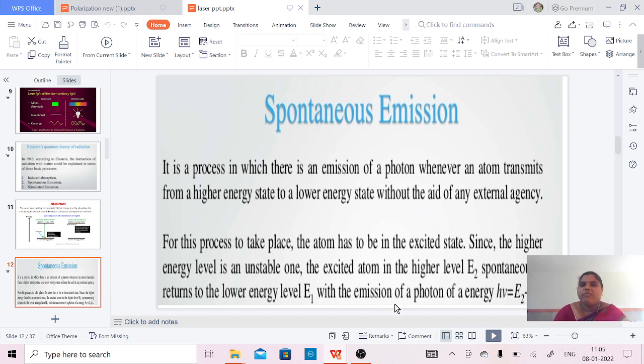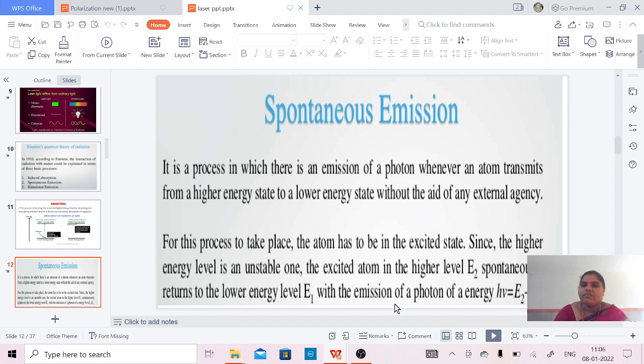That means the emission is spontaneous. We are not using any external force, we are not giving any external energy. So for this process to take place, the atom has to be in the excited state. Whenever the spontaneous emission occurs, whenever the atom is in a higher energy state, that means excited state, only then does the spontaneous emission concept exist.